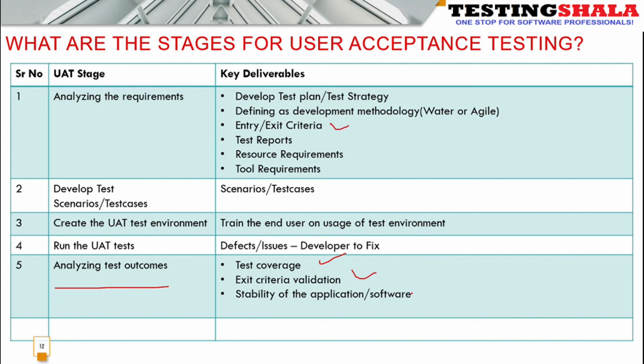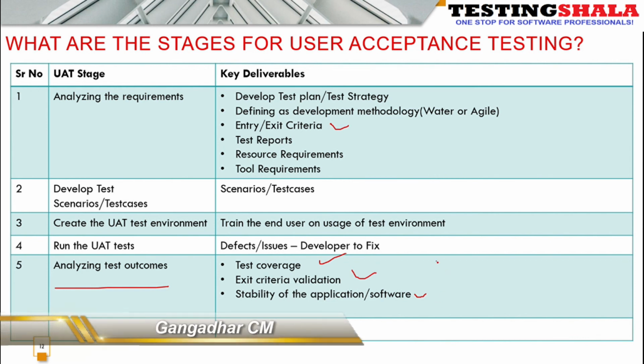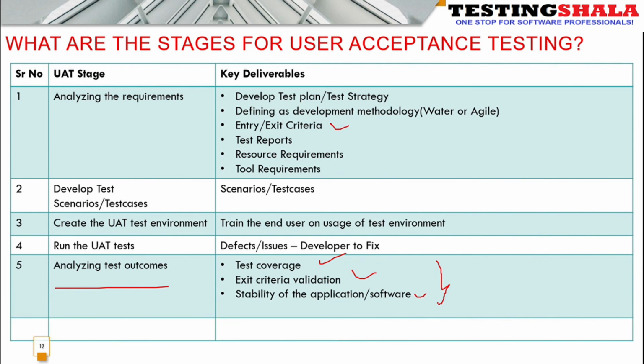We also check whether the application you have tested has become stable or not. If there is a lot of instability, a lot of issues, a lot of priority 1 and priority 2 defects, then we cannot sign off the UAT, because the exit criteria won't be met. So we ask the developer to fix all the priority 1 and priority 2 defects, and then we go for a sign off. That kind of analysis is done as part of the fifth stage of UAT, where we analyze the test outcome. The outcome deliverables could be the total test coverage, exit criteria, and stability of the application or software.